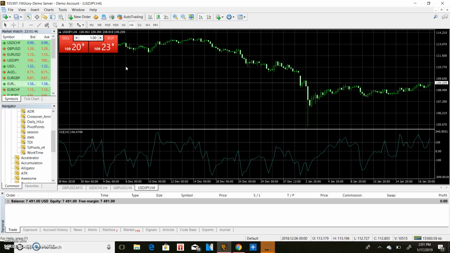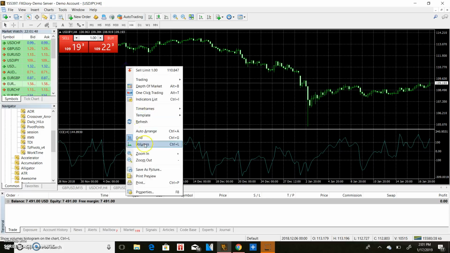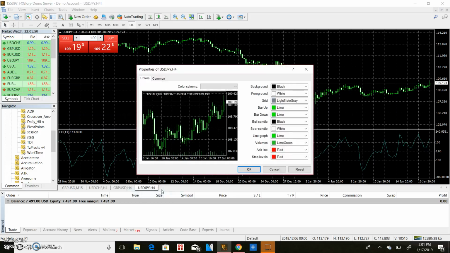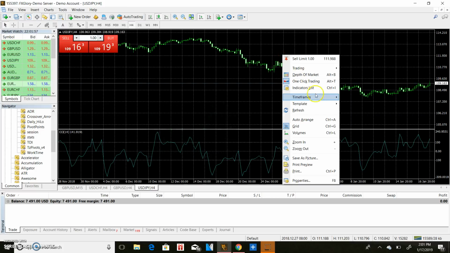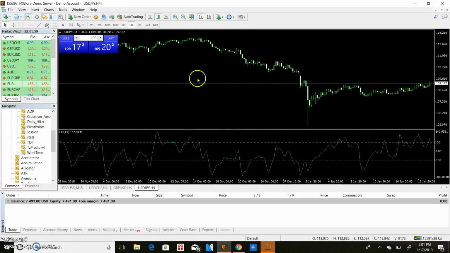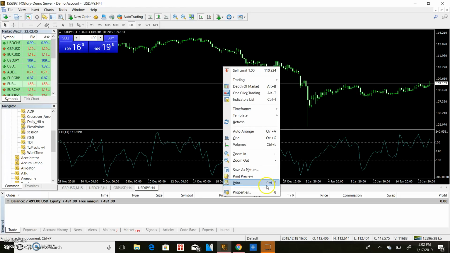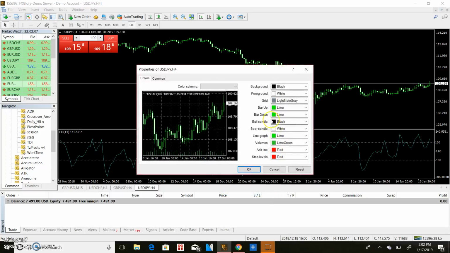The first thing you want to do when you get on here is right click and go down here to properties. Well, before you do that, right click again and click grid. Take the grid off, those are those lines right there. Then right click again, go to properties, and you can change these colors.